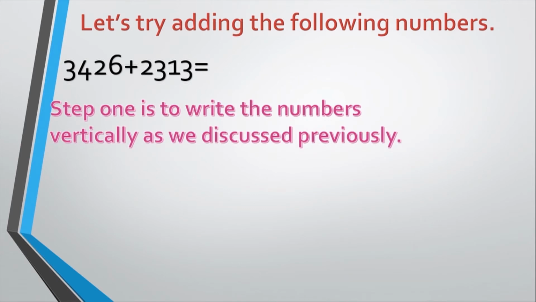Write the numbers vertically. Good. Excellent. So that's the first thing that we're going to be doing in this step in addition. We have our place value: ones, tens, hundreds, thousands. Very good. And we put in our first addend. So we have 3,426, and our number is written the same here.